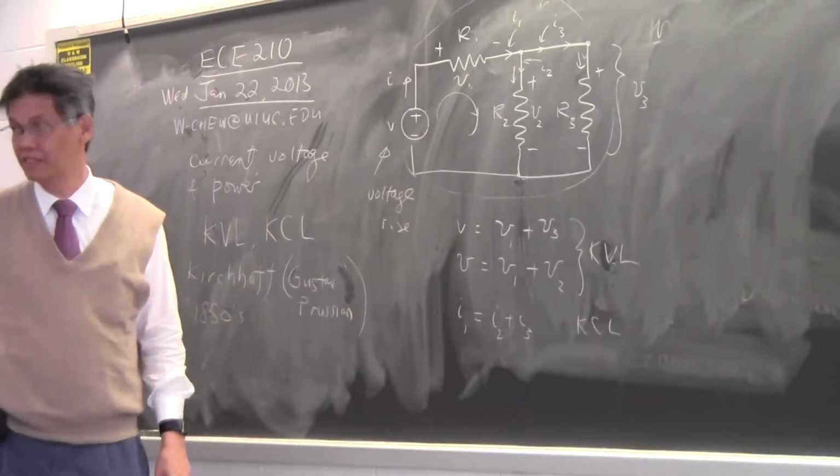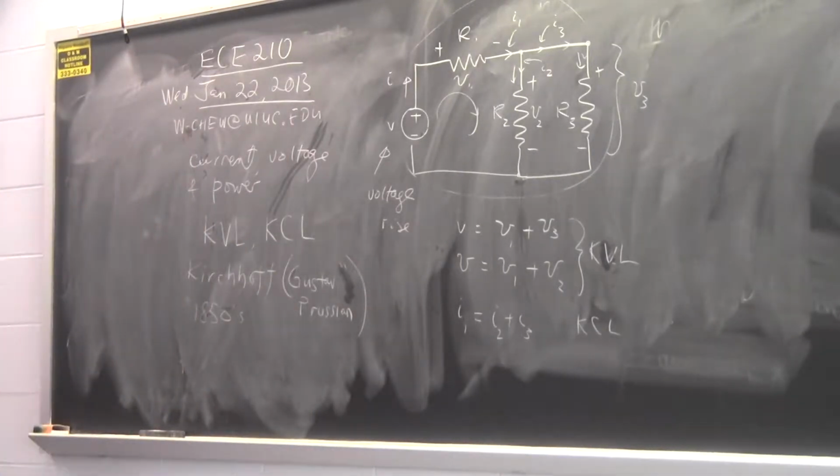KVL is very much like the potential energy of the gravitational field of the Earth, but that potential energy comes from the electric field generated by a source, a voltage source like a battery. And it creates potential differences around the loop, and those potential differences always add up to 0 as you go around the loop. Okay, just like in the gravitational field.